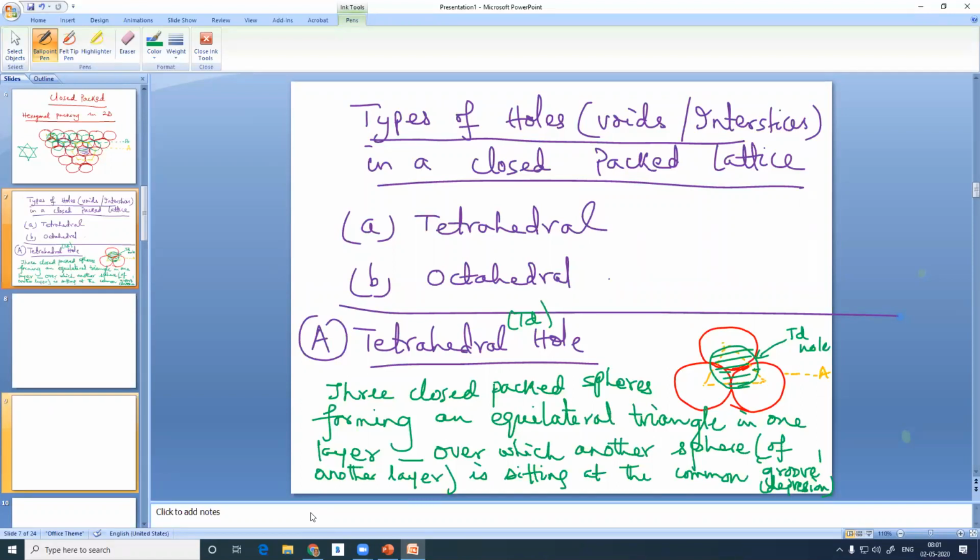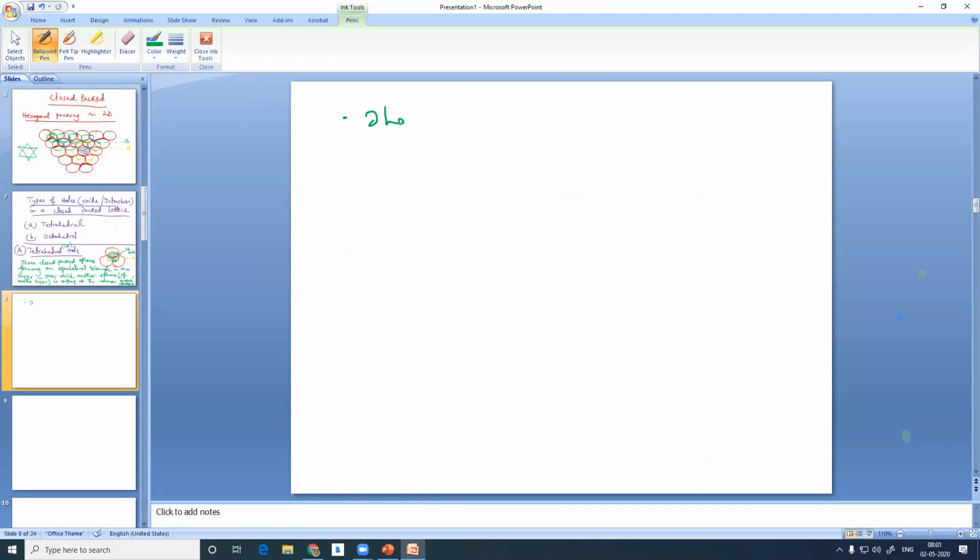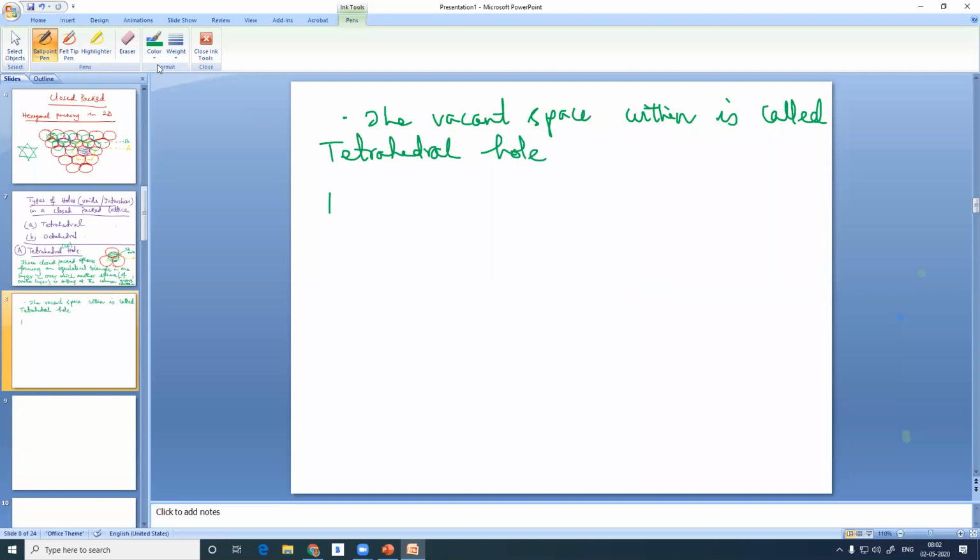Then we go to the next. The vacant space within, that means where you put the wooden fuel to burn rice water. The vacant space within is called tetrahedral hole. Right? Then let us write octahedral hole. Then we will switch off.